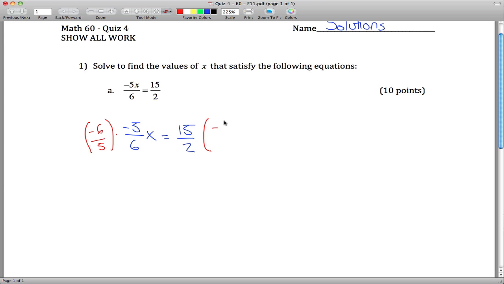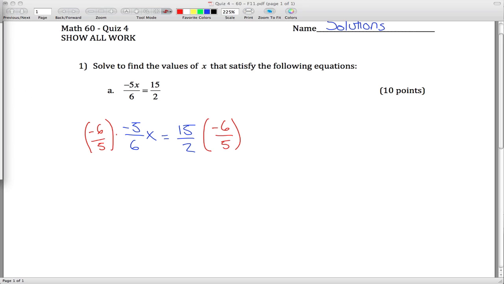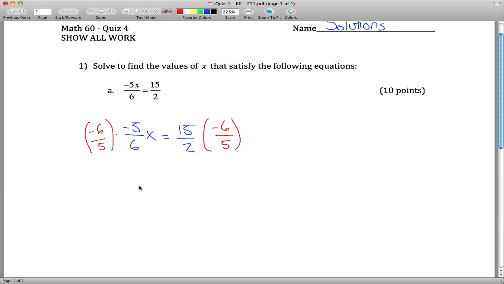And remember, anything you do to one side, you have to do to the other side to keep things in balance. And the advantage of choosing negative 6/5 here is negative 6 over 5 times negative 5 over 6 ends up just being 1. You multiply that all out. So on the left-hand side, we're left with just x. On the right-hand side, you could multiply straight across and get your answer.